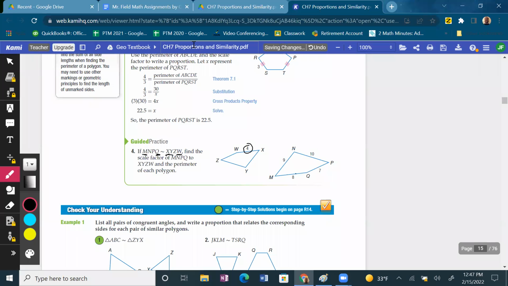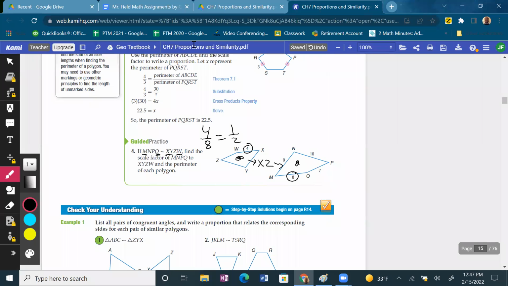You see how I did that? So we know that 4/8 is our ratio, and that reduces to 1/2. That means that this one is half the size of this one. Or we could say it this way: you take that one, you multiply it by 2, and you get that one.